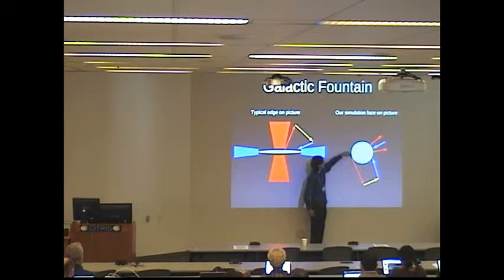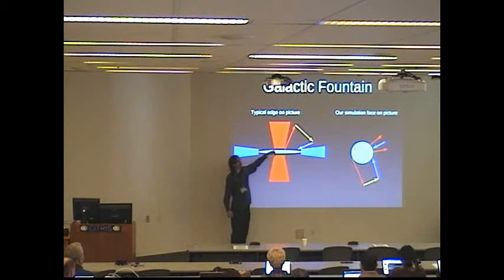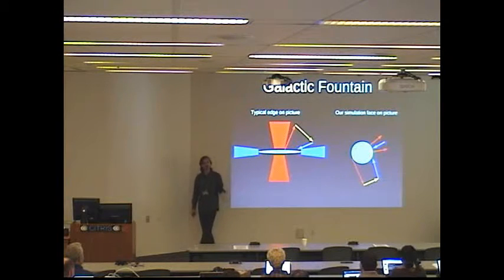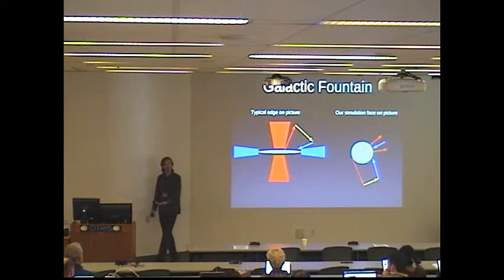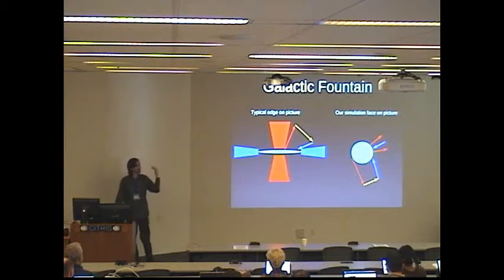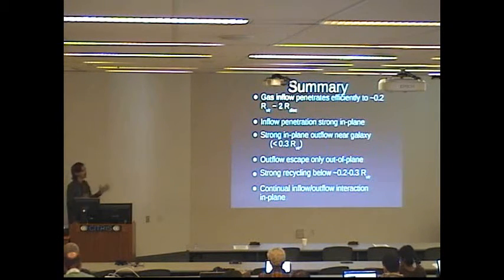And you also have cases where you have high angular momentum gas that's orbiting, that's driven out, but then because of interactions with the inflows, it ends up being brought back in again. And so this is a fairly different view of what's happening with the recycling than what you would typically find in these pictures. So I'm out of time, so I'll end here.